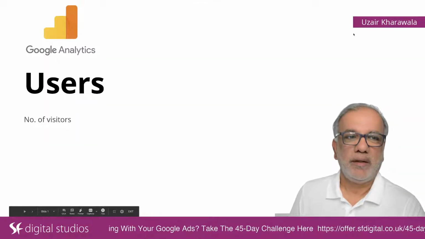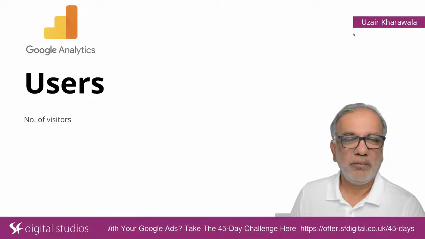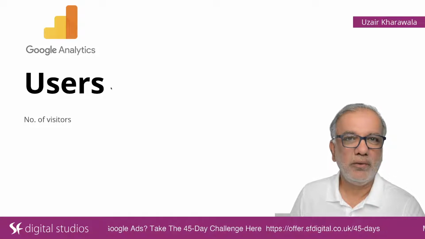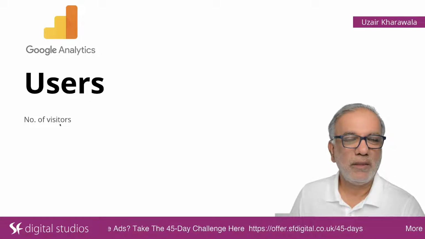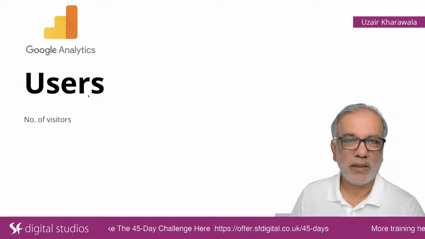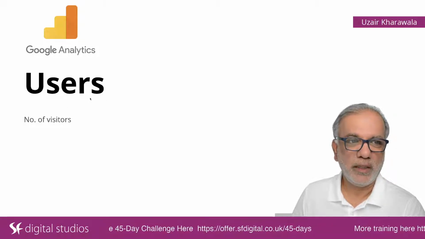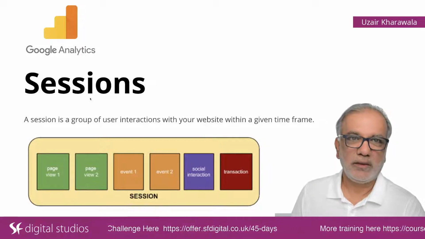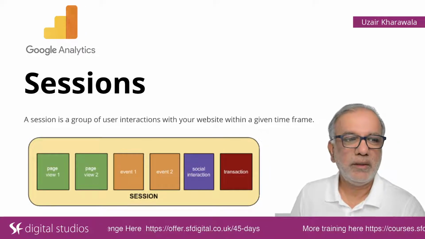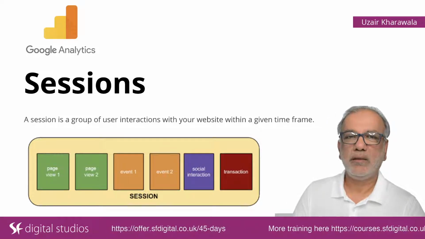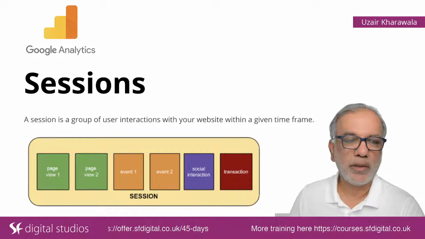Some of the metrics are pretty much self-explanatory. Something like users: these are the number of visitors. So the visitors or the users are the same, the people who visit a website. Sessions, obviously, are not visitors. A session is, when I go to a website, my session will start at that point in time.